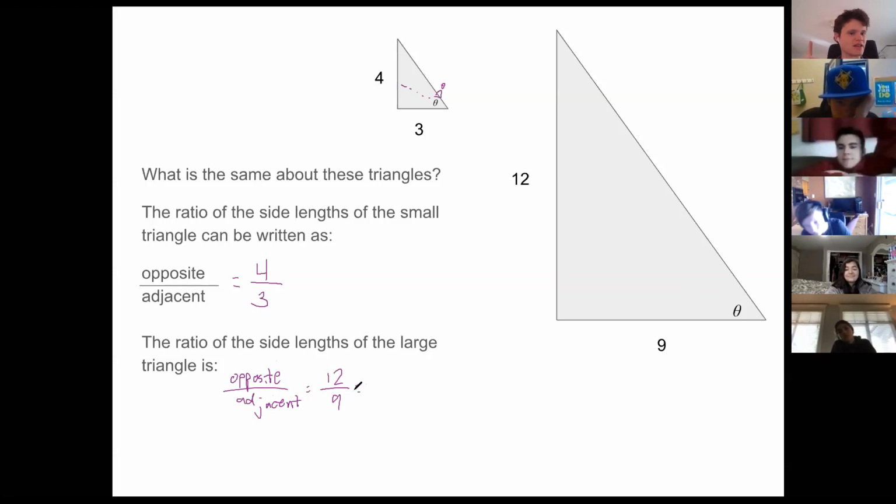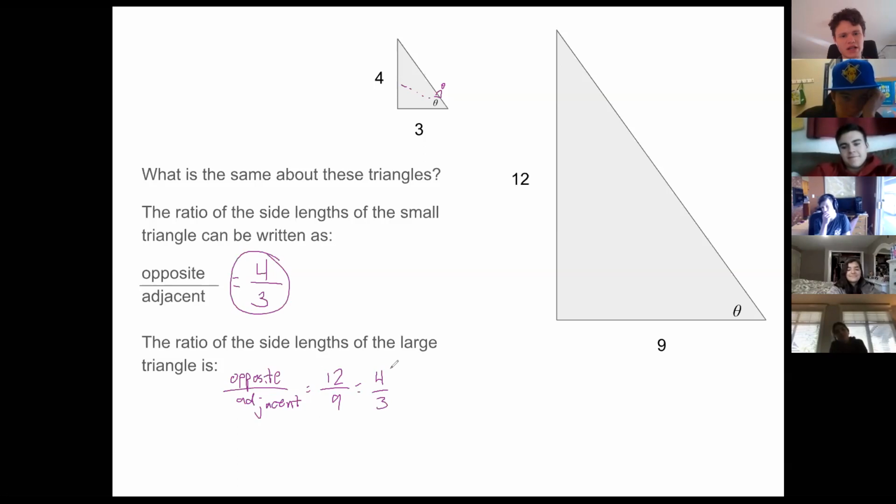How can I simplify this fraction? Or what can it simplify to? Divide it by 3. Yeah, divide the top and the bottom by 3, and I end up with 4 over 3. The same ratio that we had over here, right? So if theta is the same, then the ratio here is going to be the same as well.